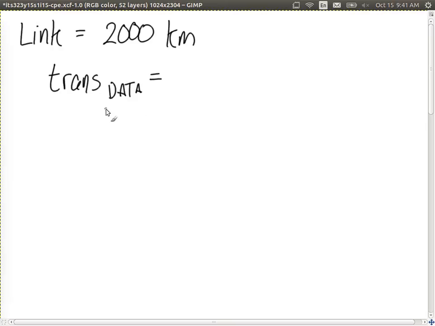What's the transmission delay of our data frame? Go back to your example and look at the transmission delay. The data rate's still the same. The frame size is still the same, so the transmission delay is still the same as the previous example. Changing the link distance doesn't change the transmission delay. It's still 8160.